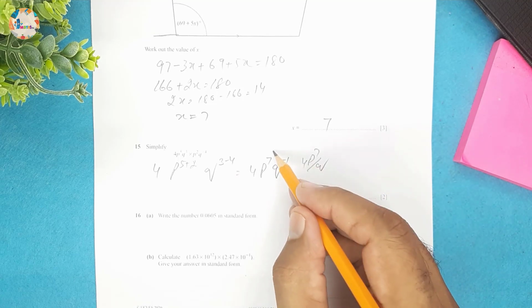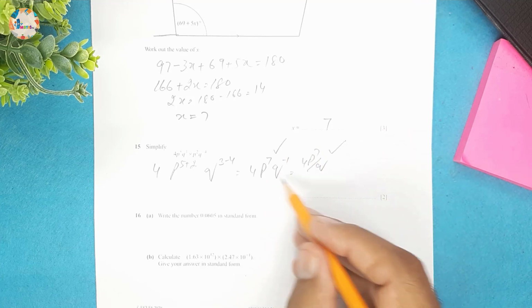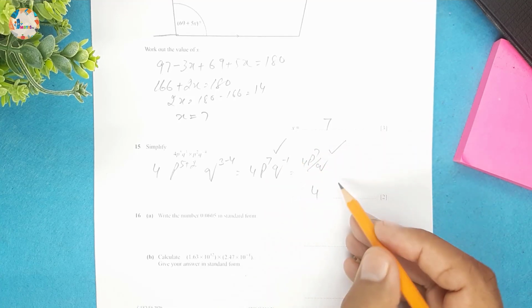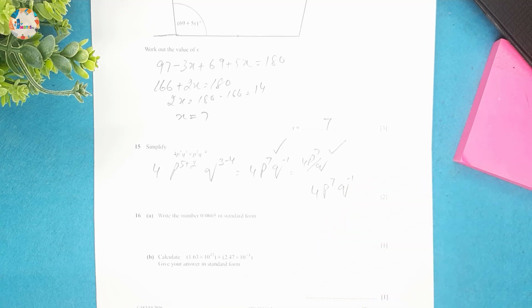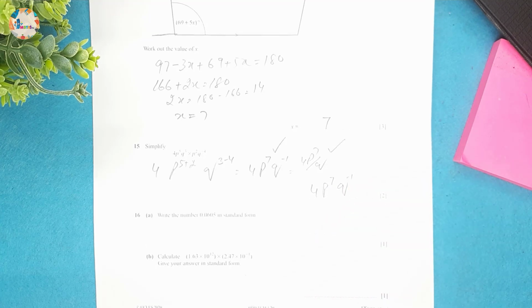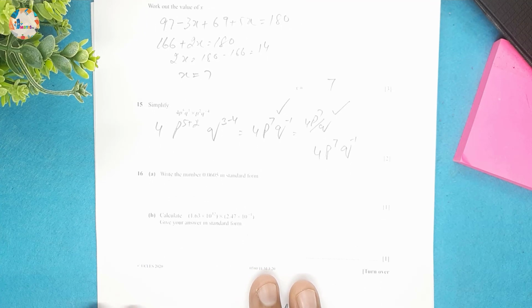We can write the answer this one or this one. So I'm copying this one, but you can write the answer this way also: 4p raised to 7, q raised to minus 1. Now write this number in standard form.